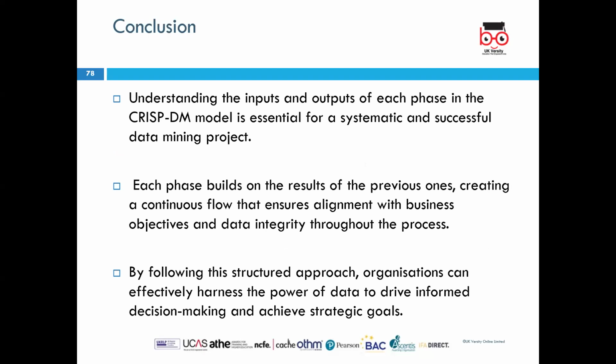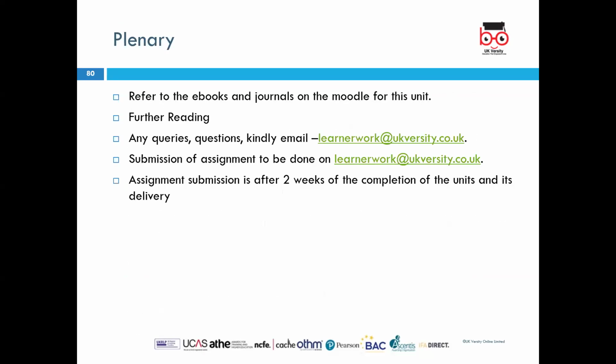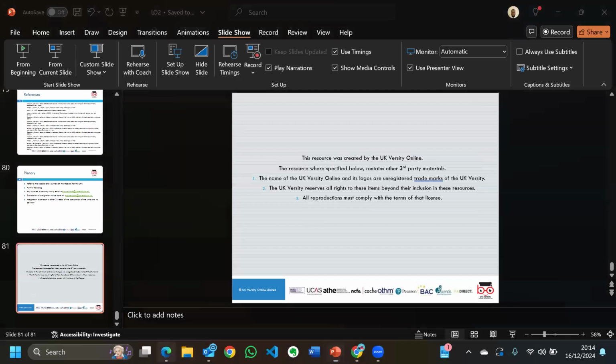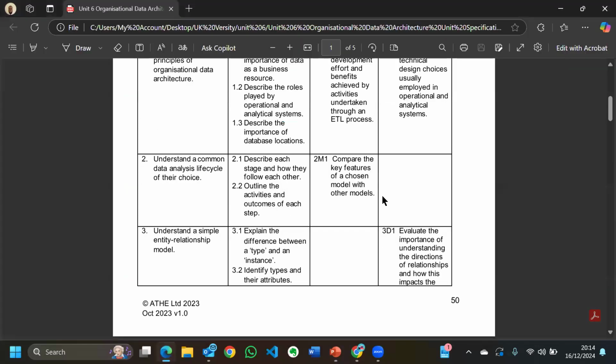So to conclude, understanding the input and output of each phase in the CRISP-DM model is going to be very essential for a systematic and successful data mining project. So each phase builds on the results of the previous one. So they're creating a continuous flow that ensures alignment with business objectives and data integrity throughout each process. So this was everything for our learning outcome 2.